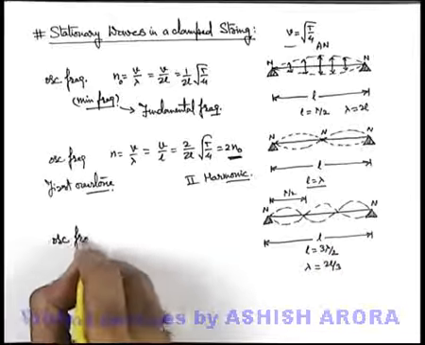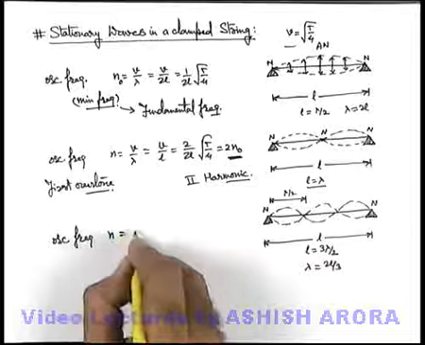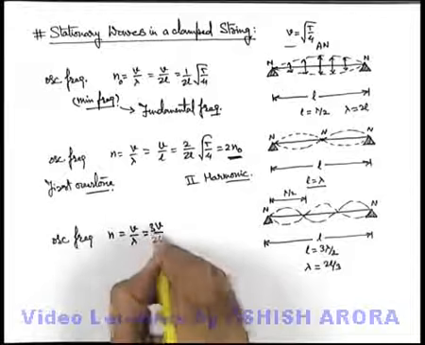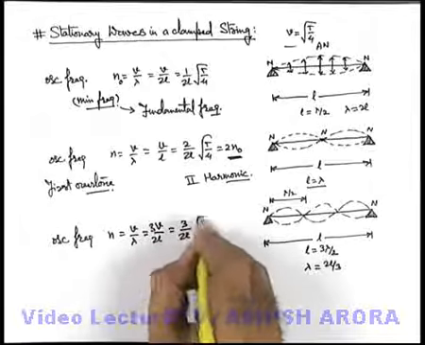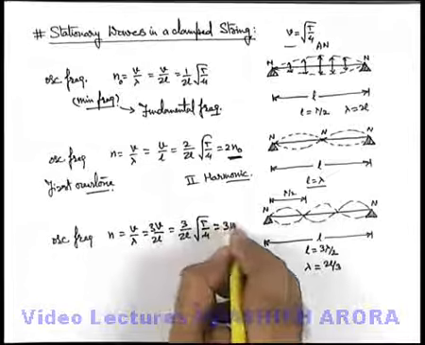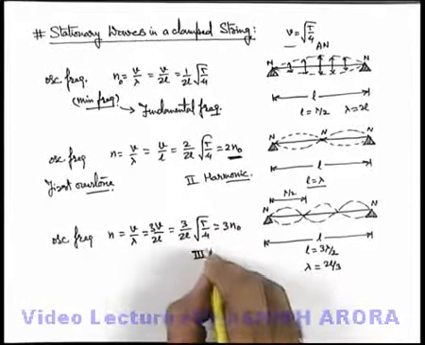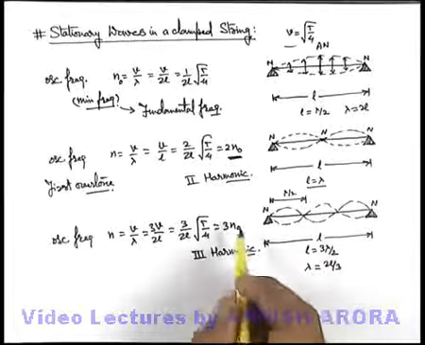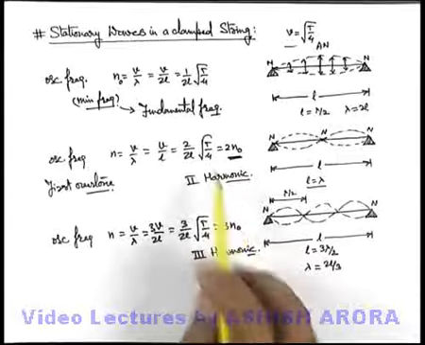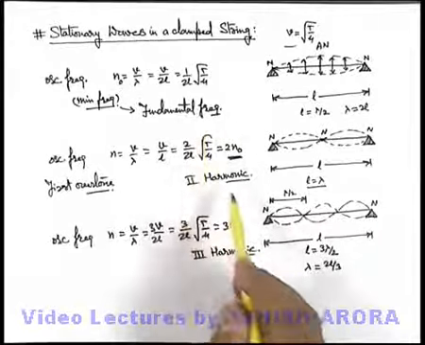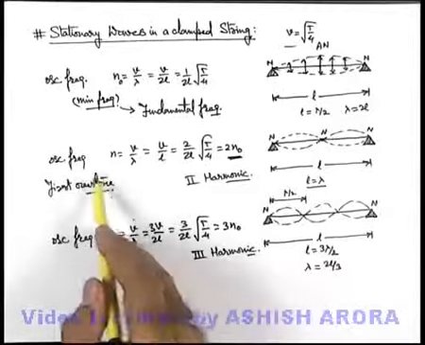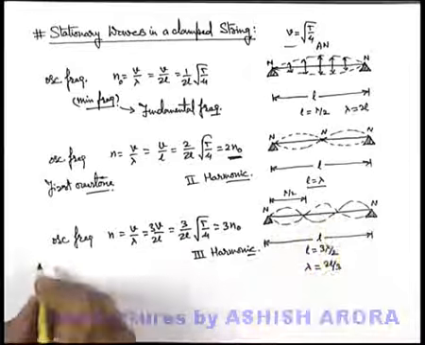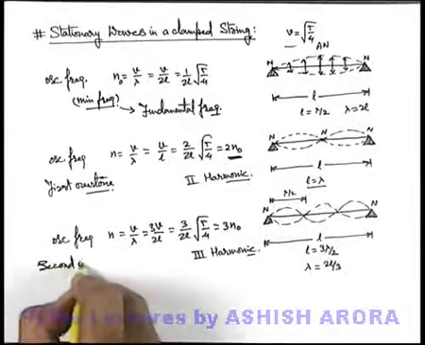and in this situation the oscillation frequency N is equal to V by lambda, which is V upon 2L by 3, so 3 upon 2L root of T by mu, which is 3 times the fundamental frequency, called the third harmonic. I hope you can recall that we have studied earlier that all frequencies which are multiples of the minimum frequency of any instrument are called harmonic frequencies. And after this frequency, the next frequency at which stationary waves can be established is termed the second overtone.